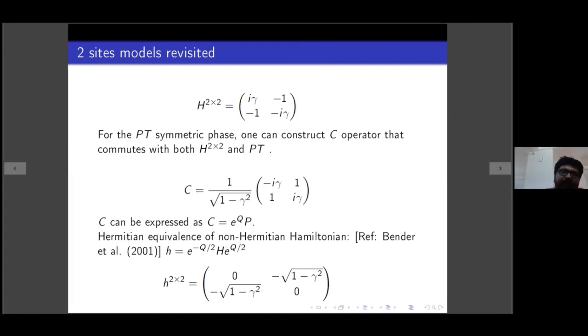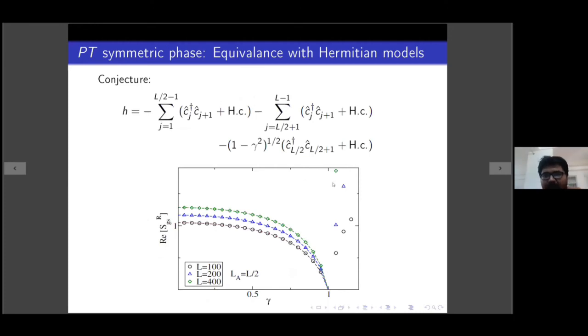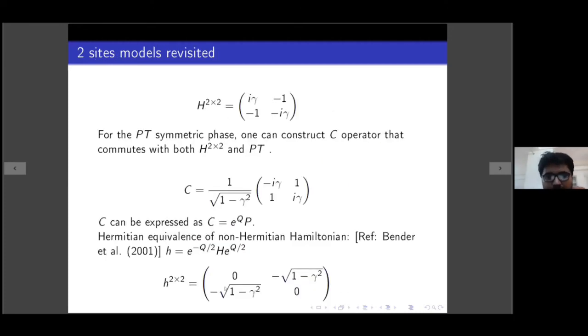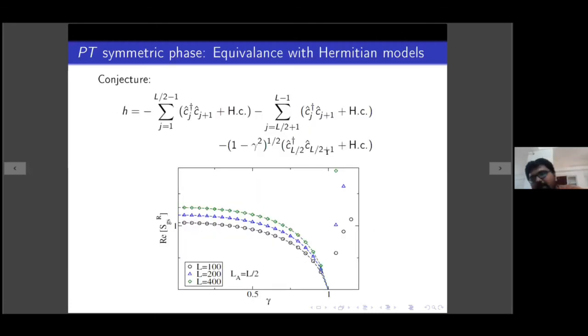And this mapping, you can do this mapping in this way, just following this expression. And if you really do this computation for a 2 cross 2 matrix, you will see that your Hermitian matrix will have this form, and this is precisely the form I had here. So for the two-site model, you don't have anything on-site, and you have this particular variable hopping only between the L by 2 site and the L by 2 plus 1 site.